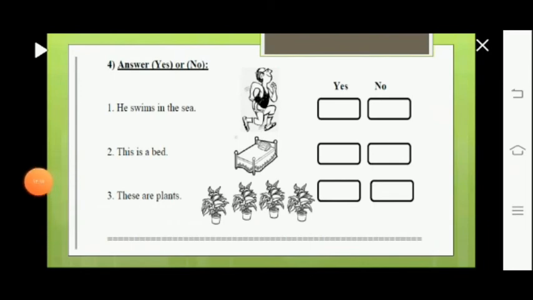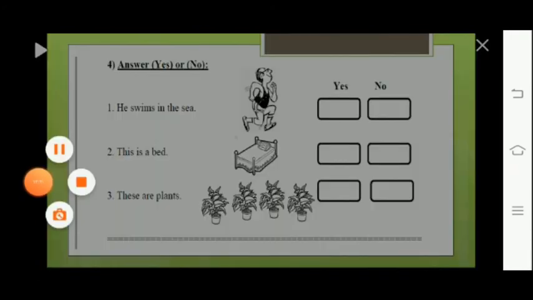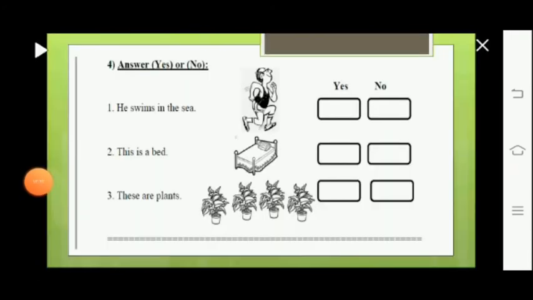Number 4. Answer yes or no. Okay? 1. He swims in the sea. Look at the picture. Good job. No. 2. This is a bed. Excellent. Yes. 3. These are plants. Good job. Yes.